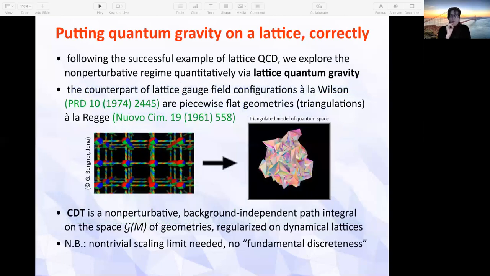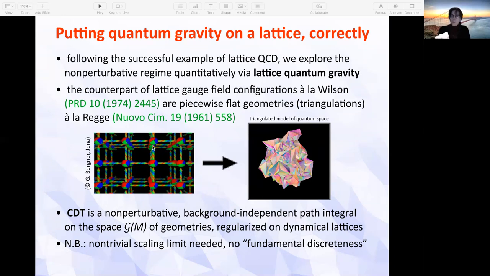Okay, so what's the essence? We are treating quantum gravity as a quantum field theory, basically taking our cue from the very successful example of lattice QCD, whose non-perturbative properties have been studied on a lattice. So the point here is to put gravity on the lattice, but do it properly, correctly. By that I mean without messing with the symmetry structures, which is that of diffeomorphism invariance in the classical continuum theory.